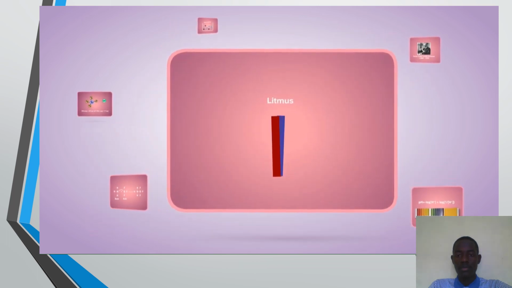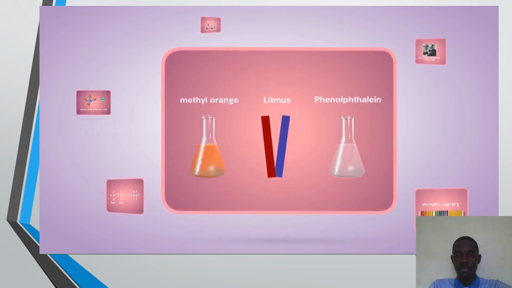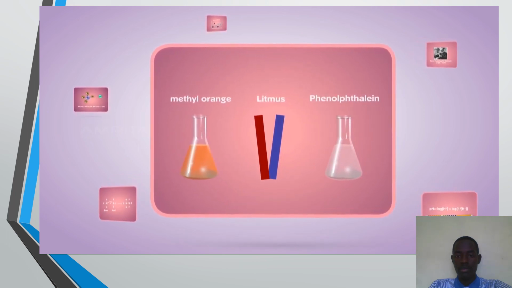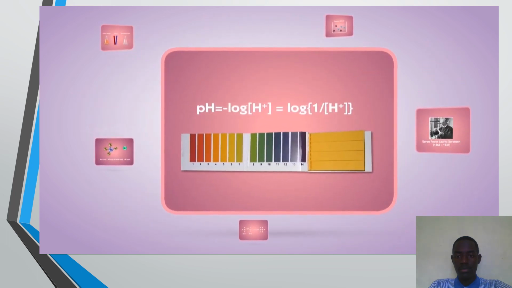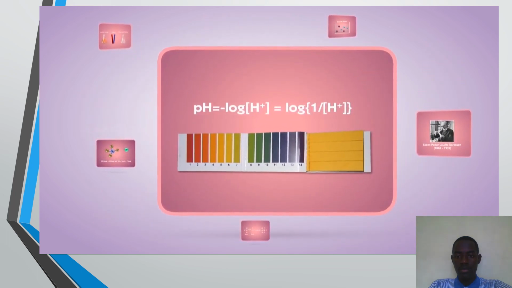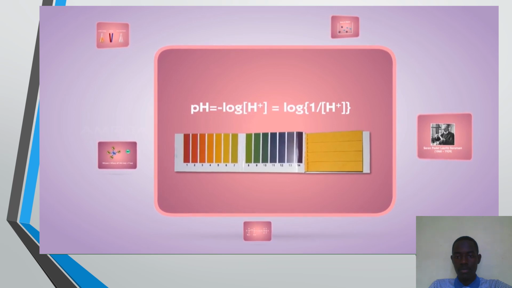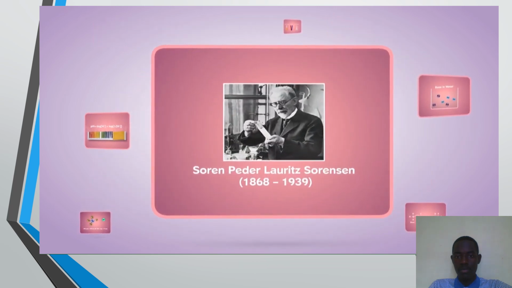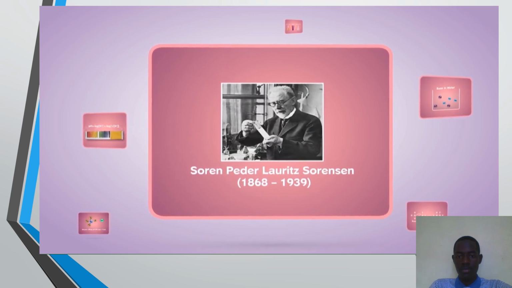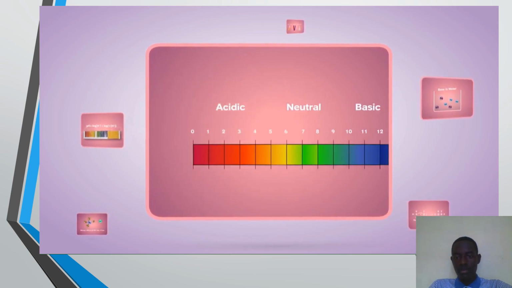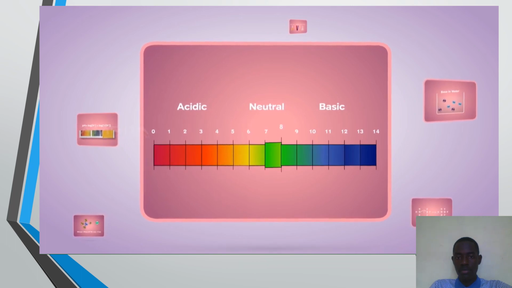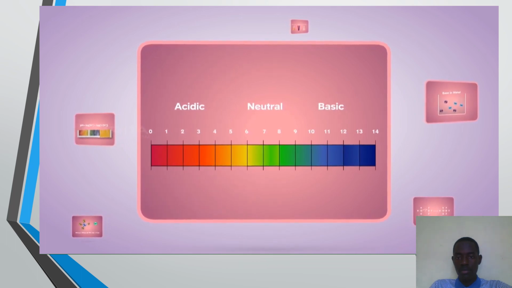The main acid-base indicators are litmus solution, phenolphthalein and methyl orange. pH is the negative logarithm of hydrogen ion concentration and it has great importance in our day-to-day life. The pH scale was introduced by Soren Peter Lauritz Sorensen. The pH value determines the nature of the solution: acidic, basic or neutral.